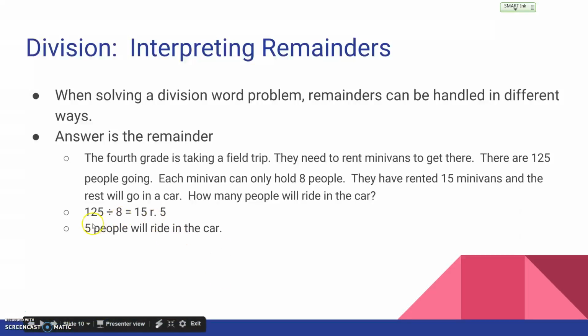So if we divide 125 by 8, we see we have 15 full minivans, and we have 5 left over. So those 5 people left over are the ones that are going to ride in the car. So just the remainder, just those 5 people left over, and that's what answers the question.